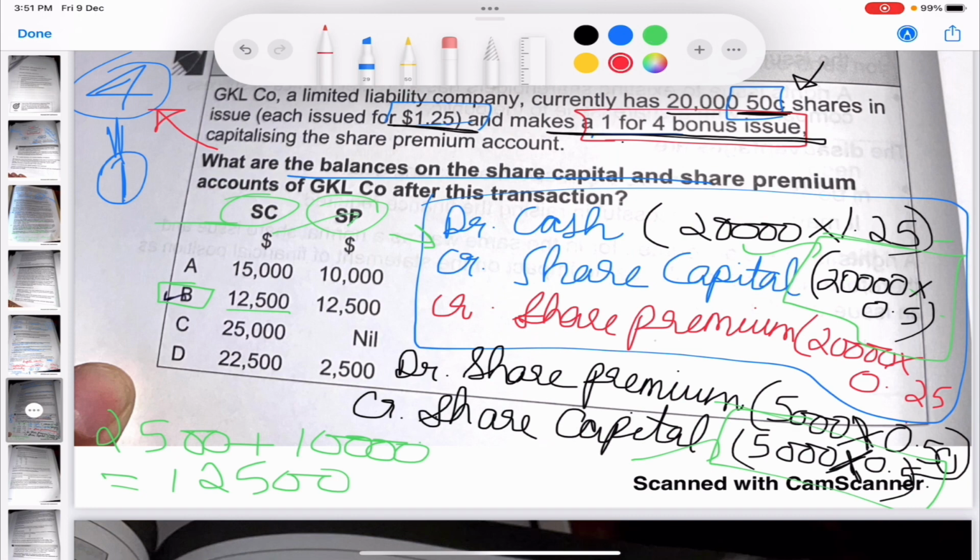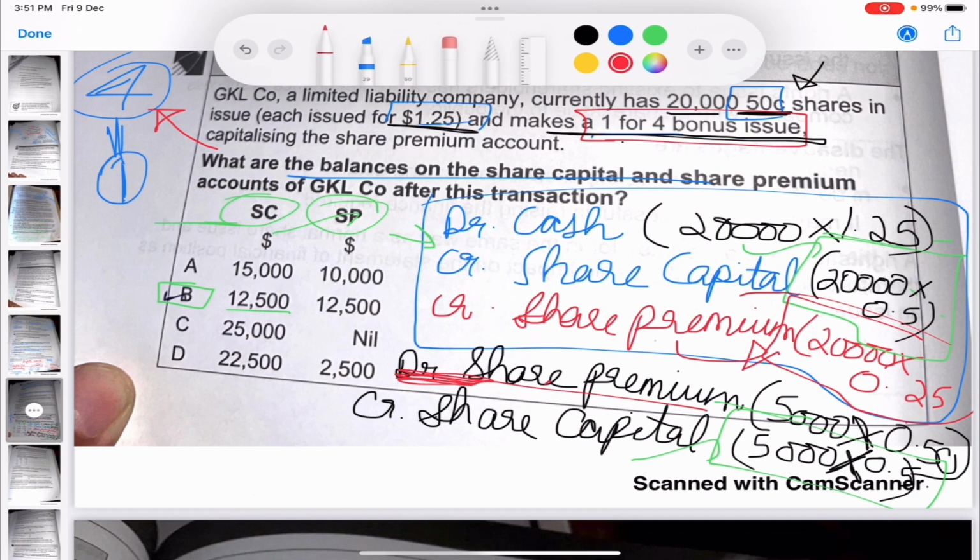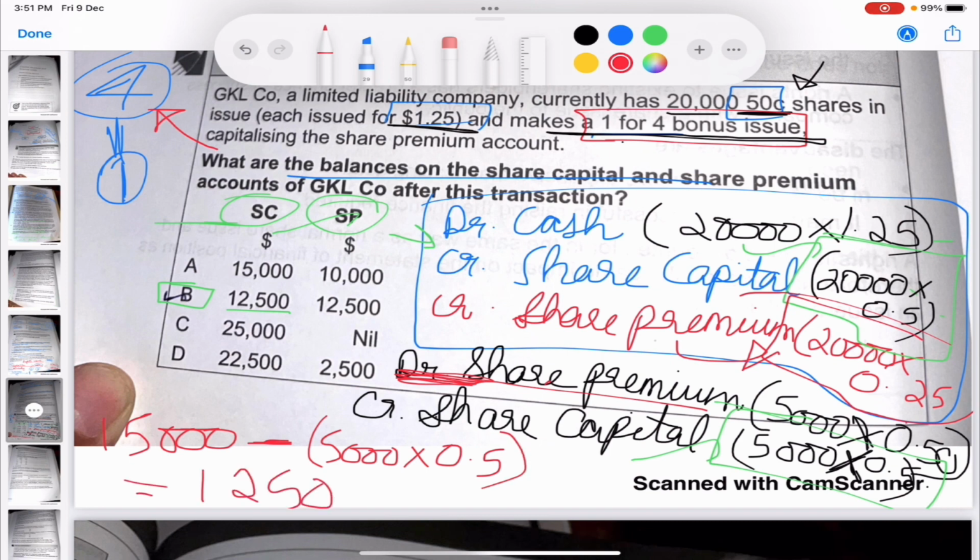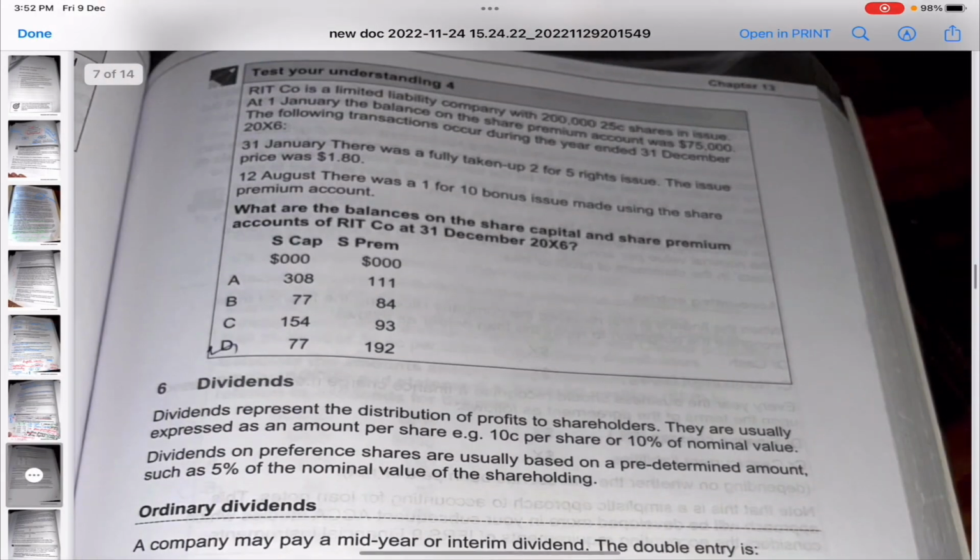What is the premium balance? Okay. We had a credit balance of this much. And here we are debiting it, which means we are reducing it from the balance. So 20,000 multiplied by 0.25 minus what you have debited. What will that be? So the share premium will be 15,000 minus 5,000 multiplied by 0.5. Okay, this is going to be 12,500 again. So the answer is B. Okay, so I hope you got this.